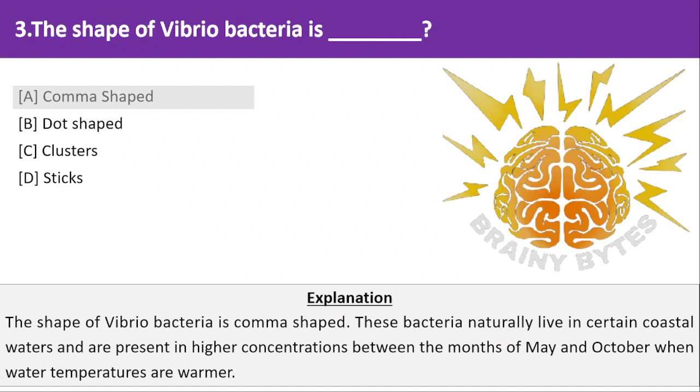The shape of Vibrio bacteria is comma shaped. These bacteria naturally live in certain coastal waters and are present in higher concentrations between the months of May and October when water temperatures are warmer.